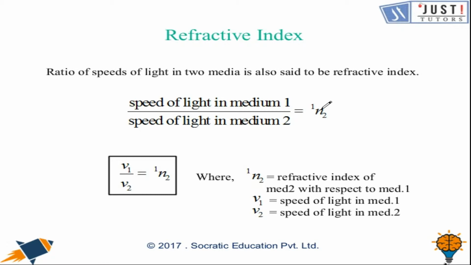Refractive index is also the ratio of speeds of light in two media. Let's say speed of light in medium 1 over speed of light in medium 2 is equal to n12. We write it like this. The refractive index of a medium indicates the light bending ability of that medium. So speed of light can be written as v, so it is v1 over v2 equals n12.